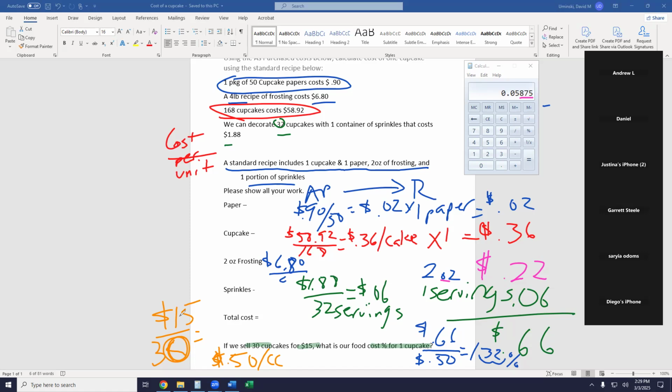So what does that mean? I need to do what? I need to increase my selling price. Okay, good. I could increase my selling price, or I could do what? I could search out for cheaper ingredients. Okay, what else?